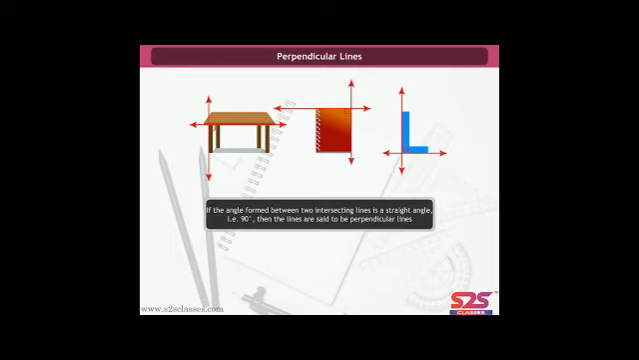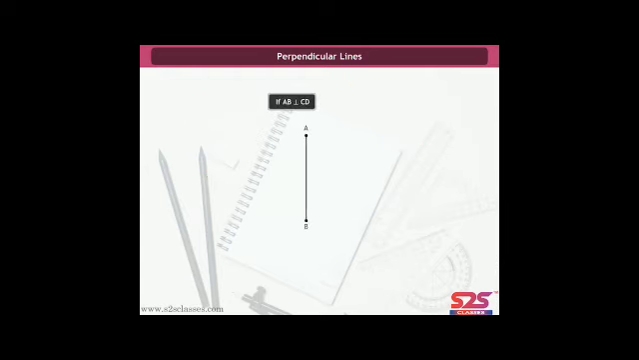Therefore, when the angle formed between two intersecting lines is a right angle, the lines are said to be perpendicular lines. This is the symbol we use for perpendicular lines. Now if a line segment AB is perpendicular to CD, it also means that CD is perpendicular to AB.